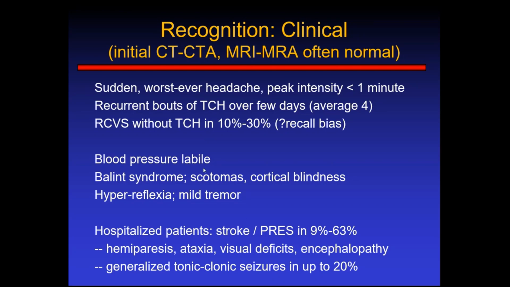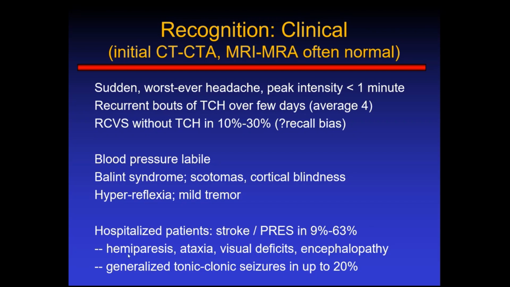Initially, the blood pressure can be labile. These are the deficits, as in my prototype patient, that you might see. Hyperreflexia is common, again suggesting some serotonin syndrome or serotonergic overdrive. And if you admit such patients, which you should, and repeat imaging, you'll find that ischemic, hemorrhagic strokes or edema develop in about 9% to 63%. Now, this is again a wide range because it depends on how often you image the patient. A lot of these are asymptomatic findings.